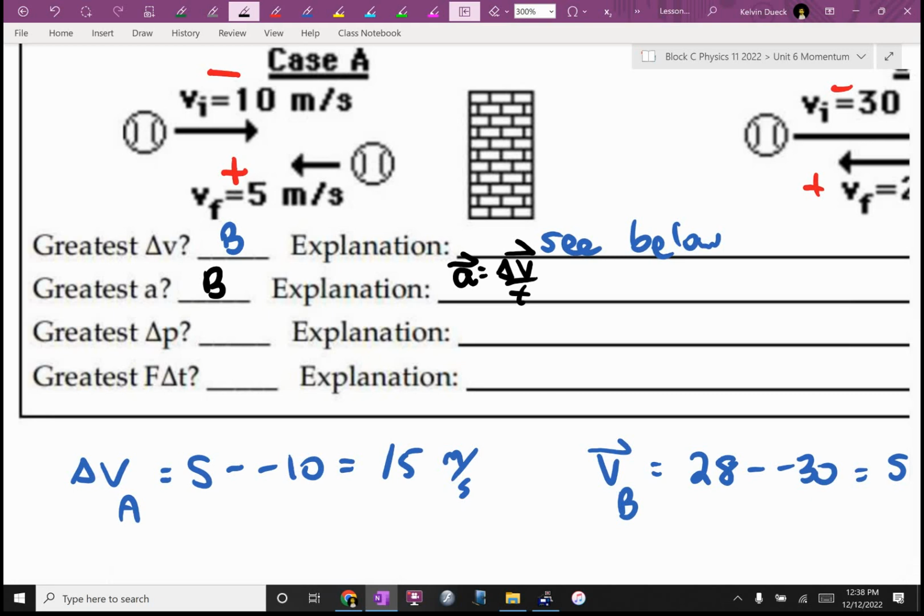Okay. Which one's going to have a bigger change in momentum then? Why? It's m delta V. Bigger delta V, same m. So bigger change in momentum. Which one's going to have a bigger force times time? Why? Same thing. This is another way to calculate impulse. Same as that. Force times time, or m delta V.